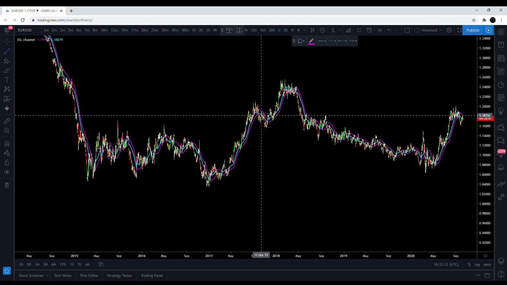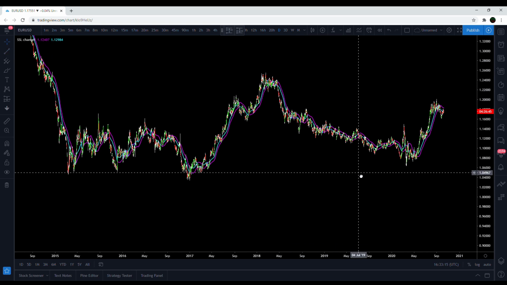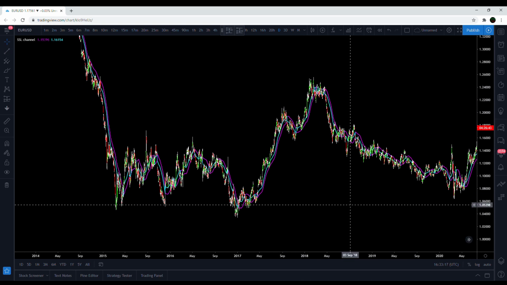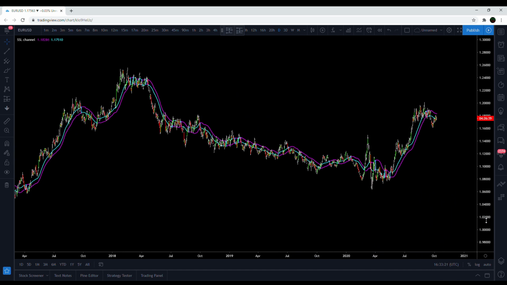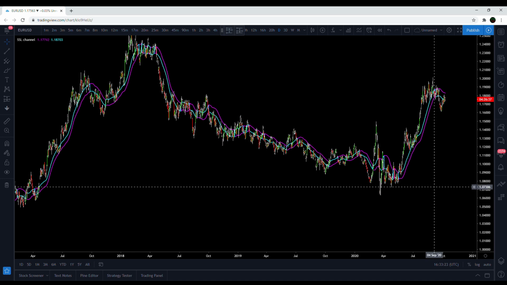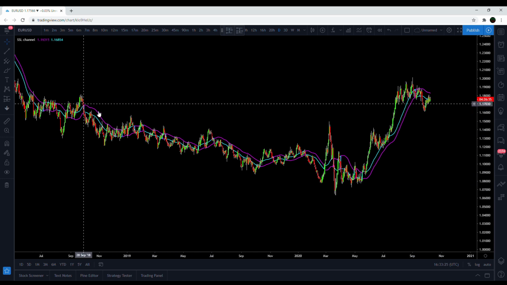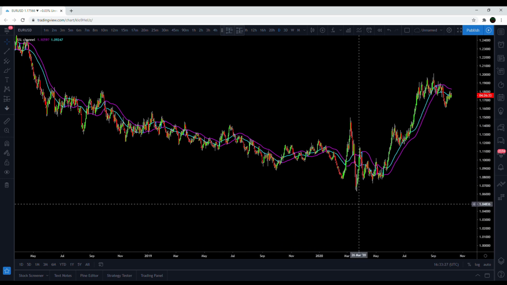So there it is. Make your indicators as good as they can be. Sometimes there's no hope, but it's not a bad idea to try and make it work if you like the indicator.